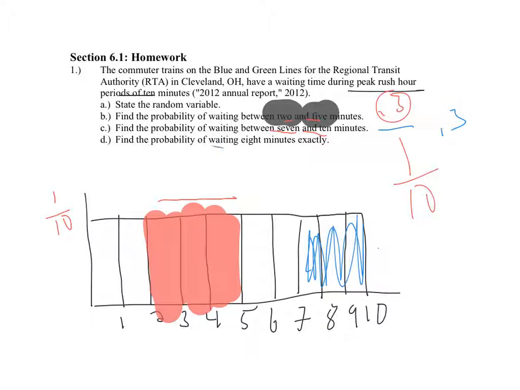And what's the probability of waiting 8 minutes exactly? Well, how wide is this? See, they aren't saying between 8 and 9, they're saying exactly 8. So how wide is this? Well, isn't that really skinny? Infinitely skinny? I mean, I really don't know.